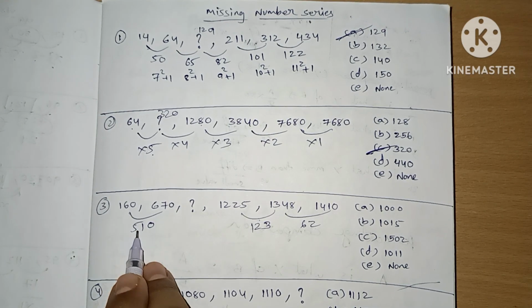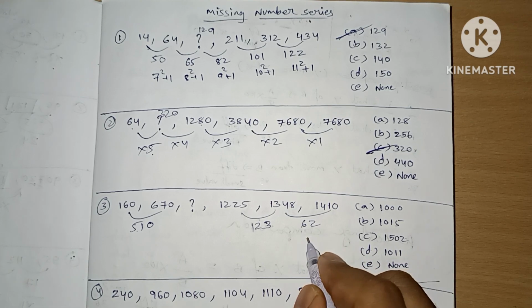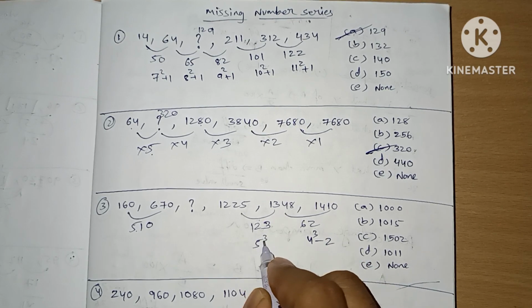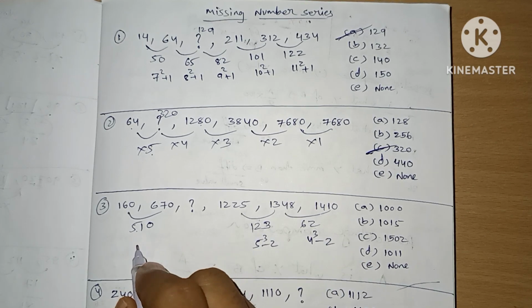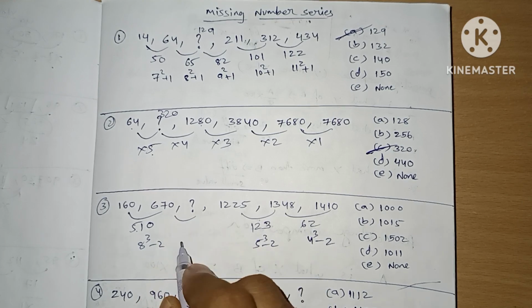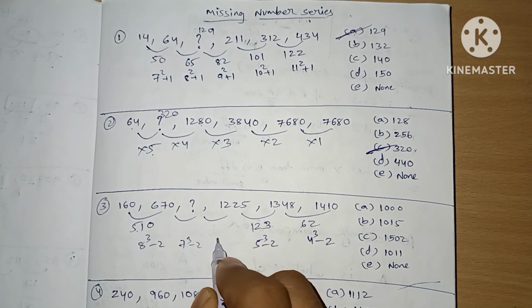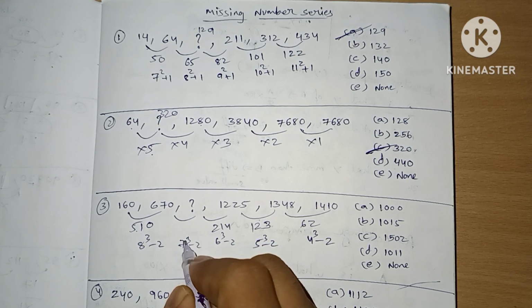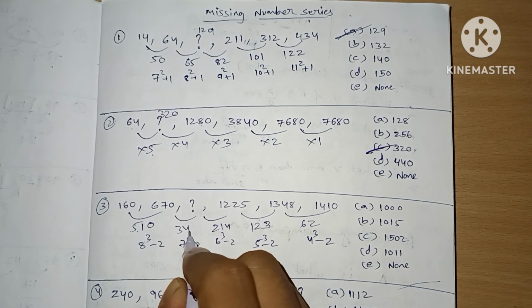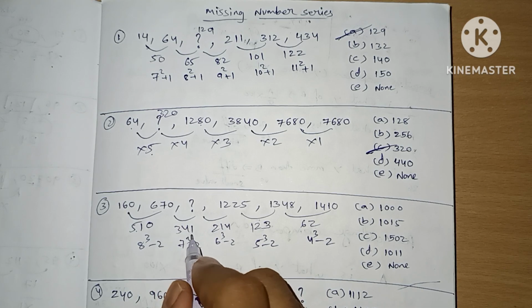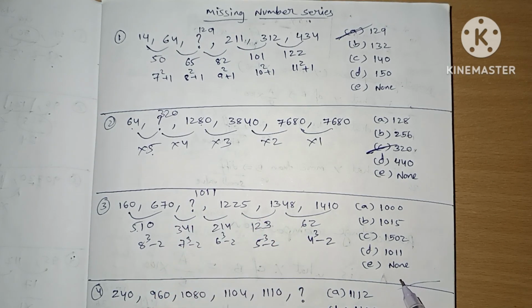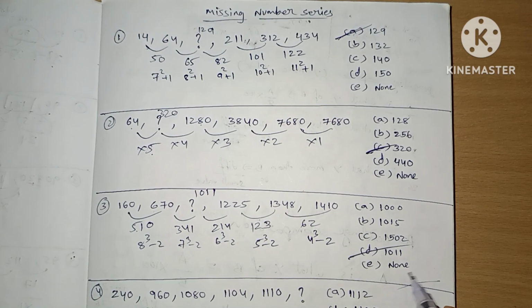So I know these numbers are as this is 4 cube minus 2, 64 minus 2. This is 5 cube minus 2, 125 minus 2. This is 8 cube minus 2. So it must be 7 cube minus 2, 6 cube minus 2. 216 minus 2, 214. 7 cube 343 minus 2, 341. So 670 plus 341 will be 1011. The answer will be option D, 1011.